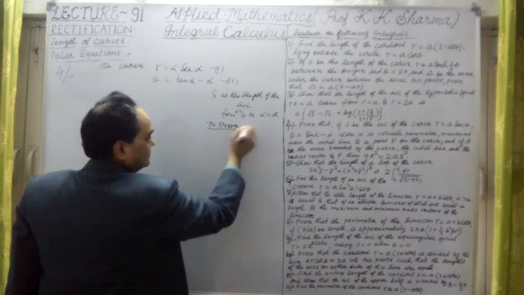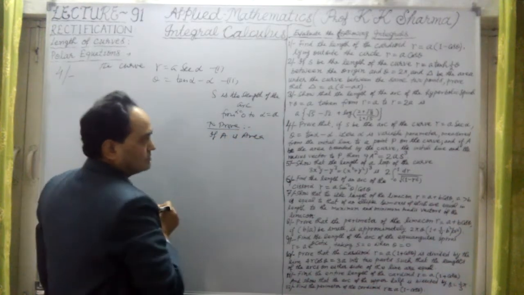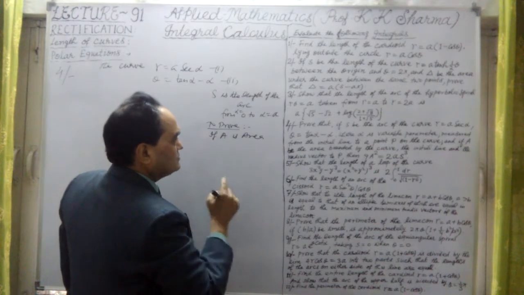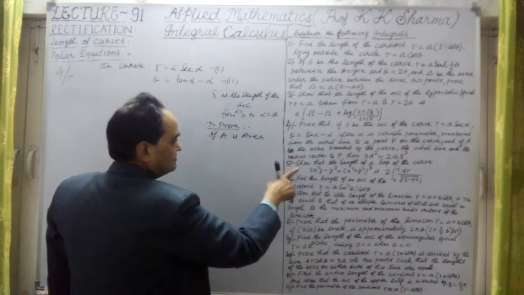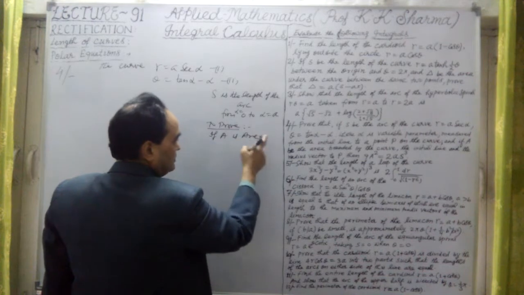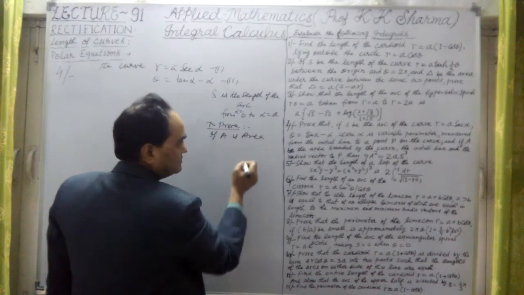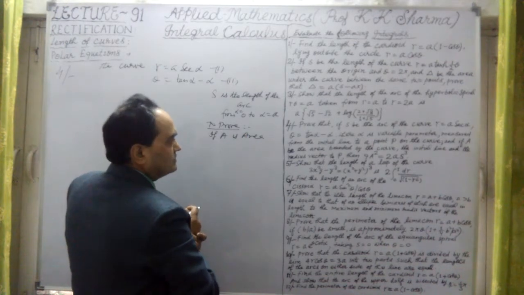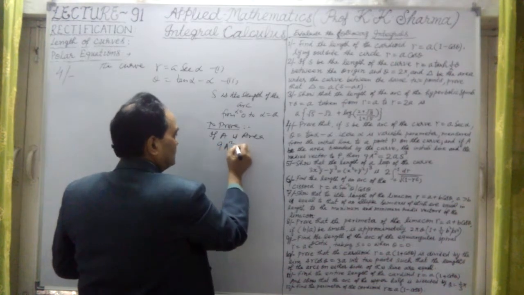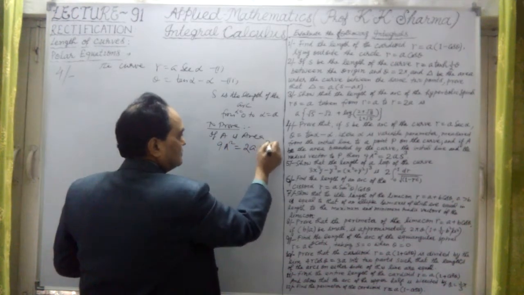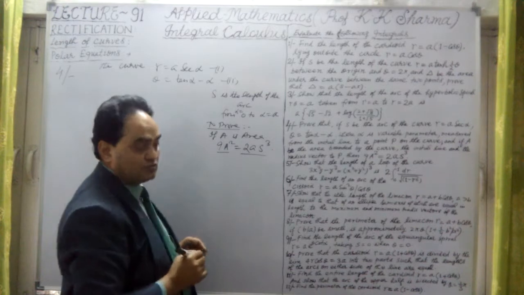Then to prove that if A is the area bounded by the curve, the initial line and the radius vector to P, where the radius vector is to the point with parameter alpha, and S is the length of the arc, then 9A square is equal to twice A S cube. This we have to prove.